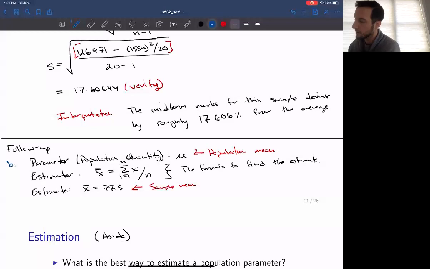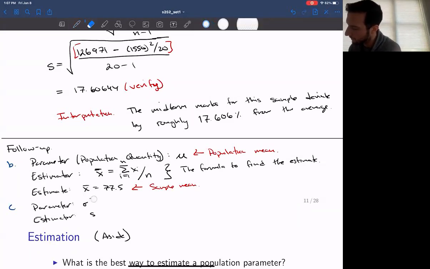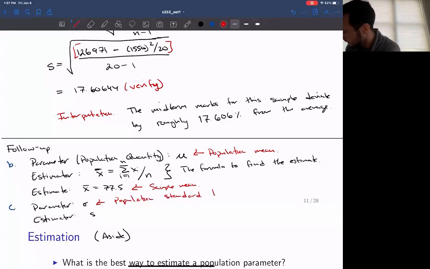Similarly, in part C, if we were to do the same breakdown, the parameter is the population value, which is sigma squared. The estimator would be, sorry, sigma, not sigma squared. We're doing standard deviation, right? So this is the population standard deviation. And then the estimator is going to be the formula that we use.